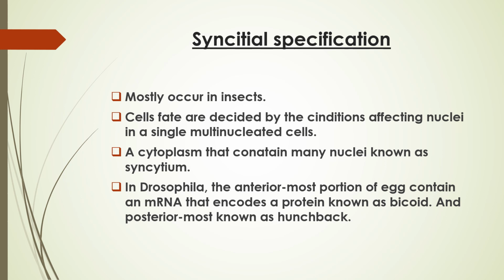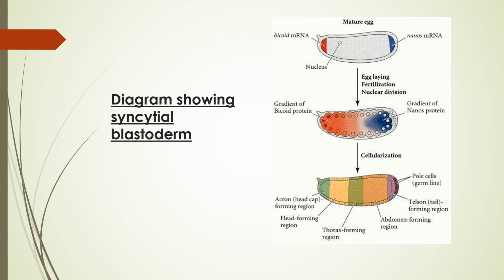So in Drosophila, the anterior most portion of the egg contains an mRNA that encodes a protein known as bicoid, which makes the head region. And the posterior most is known as hunchback, which makes the tail region. So this diagram shows the syncytial specification. Here is the mature egg of the Drosophila. The anterior most portion shows bicoid mRNA and the posterior most shows nanos mRNA.